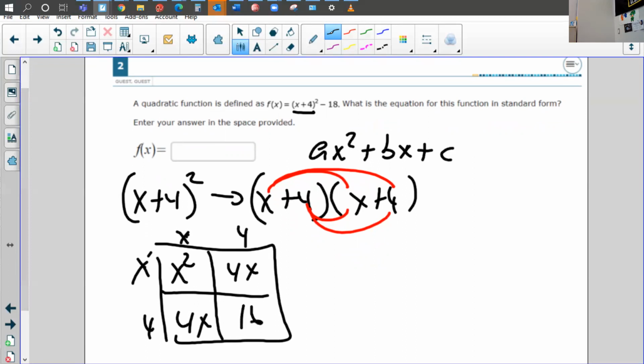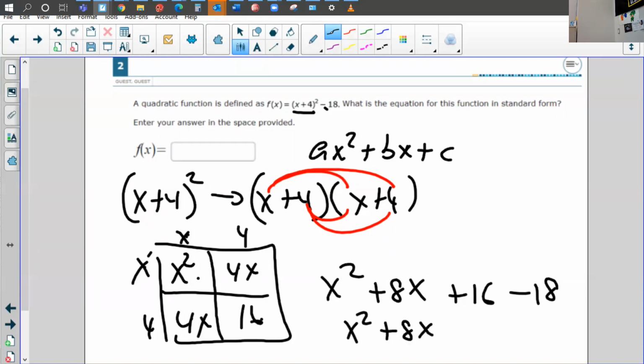That gives you 16. When I add all the terms inside here, this is my first term, x squared. This is my last term, 16. And then I'm going to add these two, 4x and 4x is 8x. Some of you guys are putting a square there. No, no, no, you can't do that. You just add, it gives you 8x plus 16. But no, I'm not done. I got a minus 18 there. So now I get x squared plus 8x, 16 minus 18 is minus 2. So that is in standard form now.